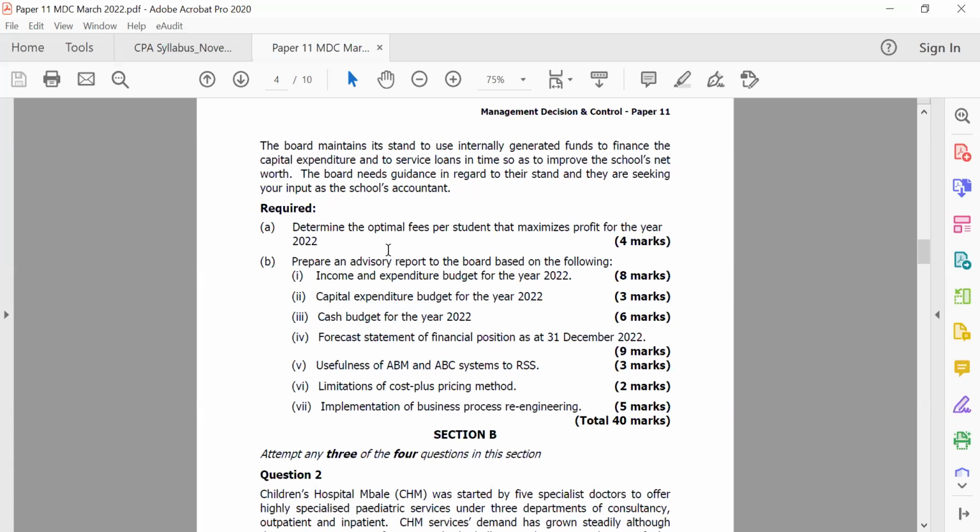Then you're also advising the board on a cash budget. So there's also some budgeting and reporting here. Then ABC system and ABM, which relate to inventory. And now they're asking about cost-plus pricing, which is the pricing topic, and so on. So you'll be able to see how each of these questions comes into play.